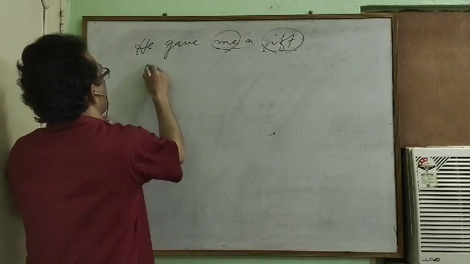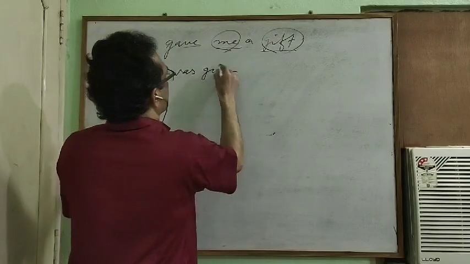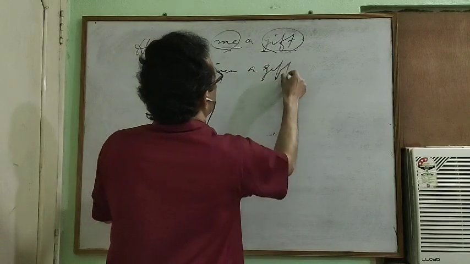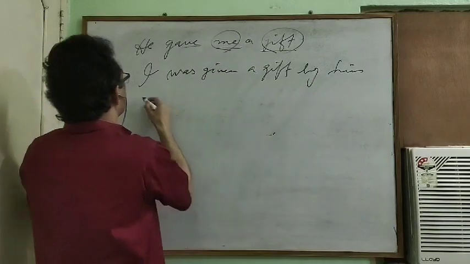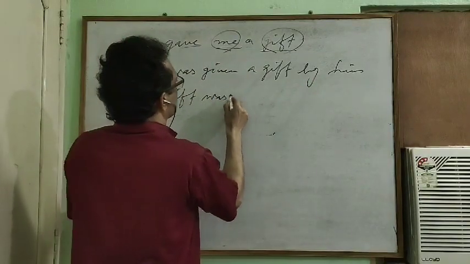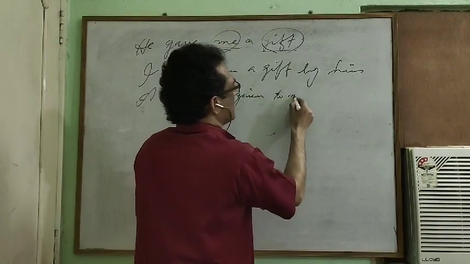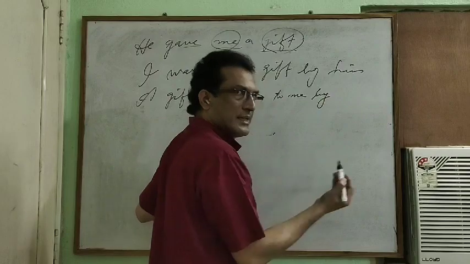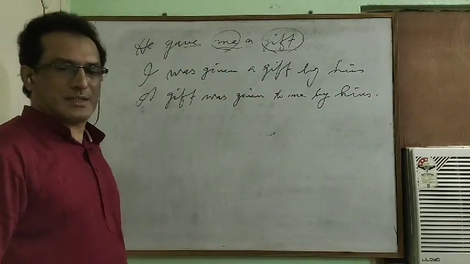For example, gave is past. So I was given a gift by him, or a gift was given to me by him. So either of the objects can be the subject.